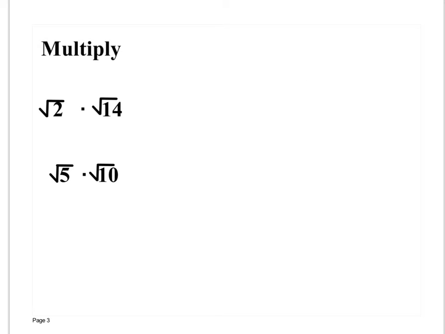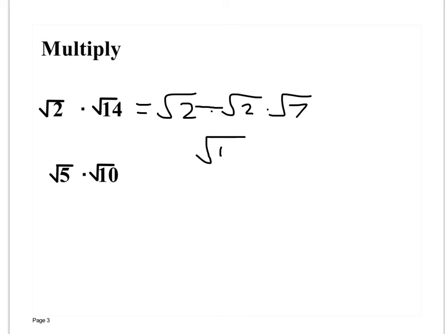Now we're going to multiply square root of 2 times the square root of 14. What I want to do is break up 14 into square root of 2 and the square root of 7. Why do you think I want to break it up that way? It's easy to simplify. If I multiply those two, what would I get? Square root of 4, which is 2. So my answer is 2 square root of 7.